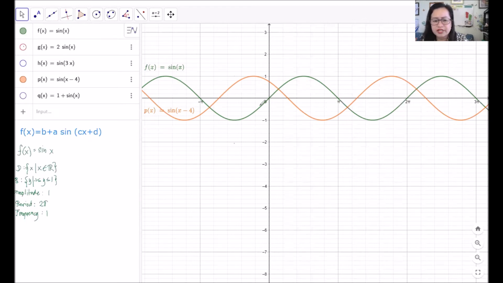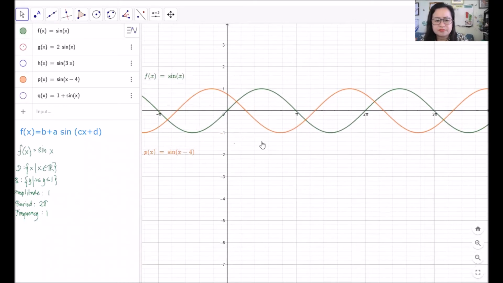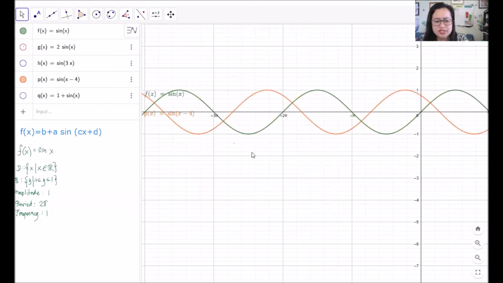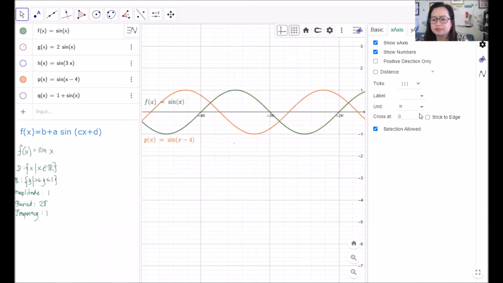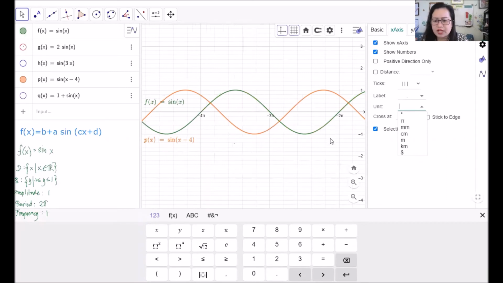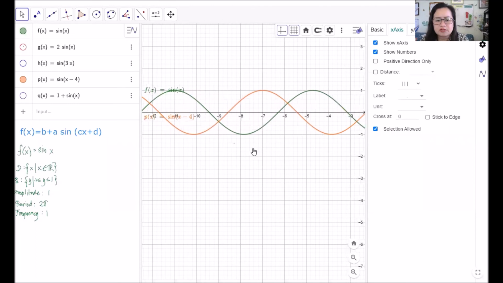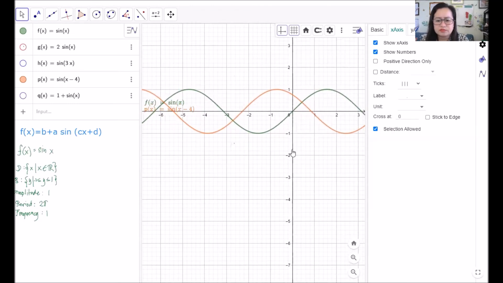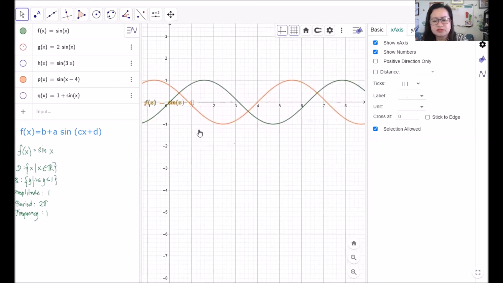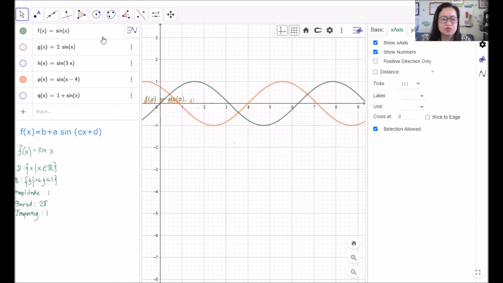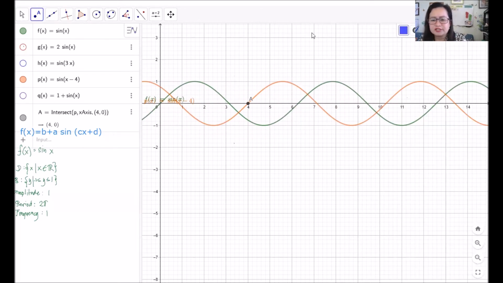Okay, so let's have a specific point where we can have the x-intercept. Okay. Let's change the unit. Okay. So we will have here. Okay. So let's compare. So this is the original function sine x, but this time we have changed. Instead of having sine x, we have sine x minus 4. Okay, so let's take a look. Okay, what if we get this point? Okay, let's trace the function in order to get the period.